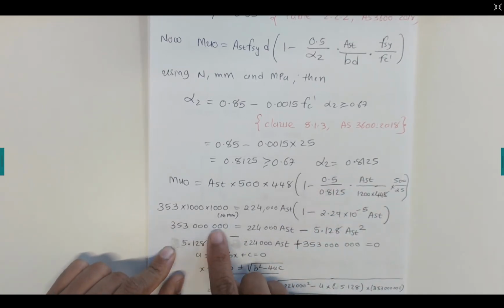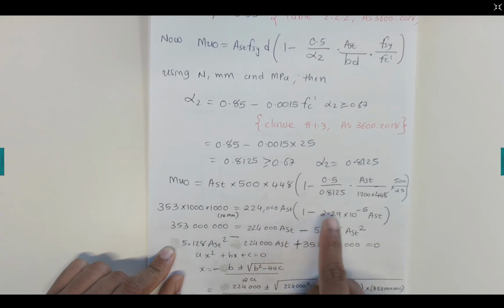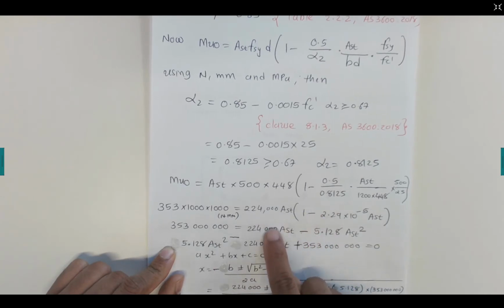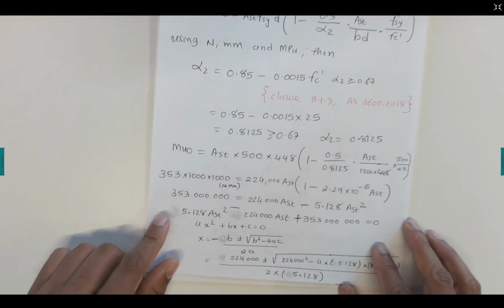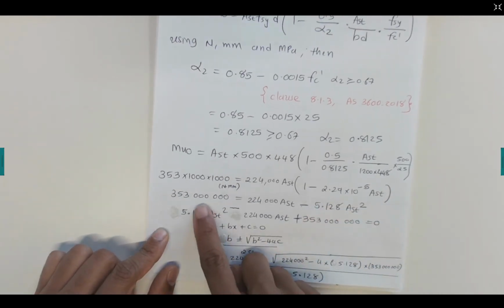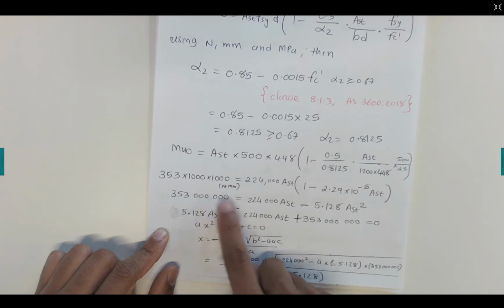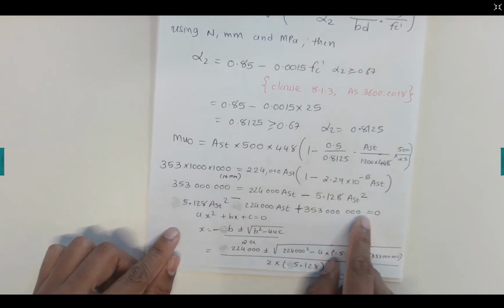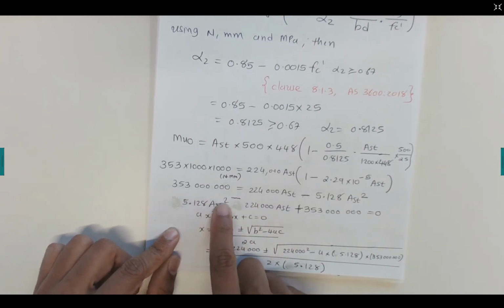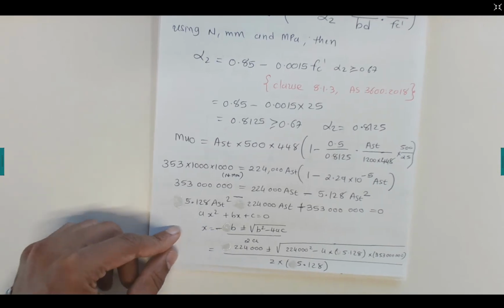Now 353 times 10 to the power 6, minus these values, if you expand these brackets, gives us these numbers. If you bring this one across it becomes plus, this one becomes minus, this one plus, equal to 0. It's a typical equation, a x squared plus b x plus c equals 0, let's say x is AST. So if you want to find the x value, for our case that is AST.